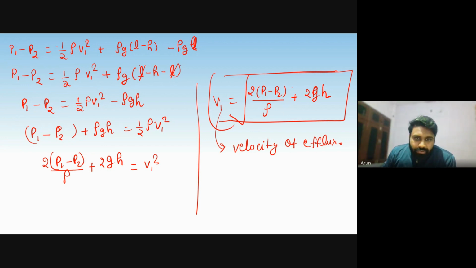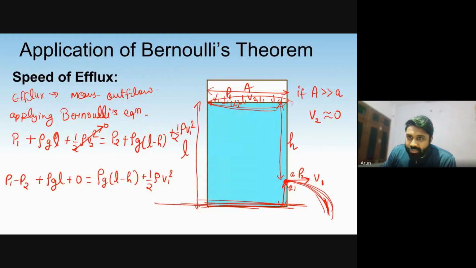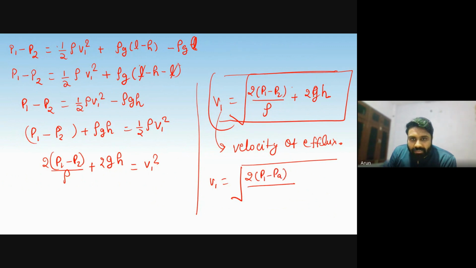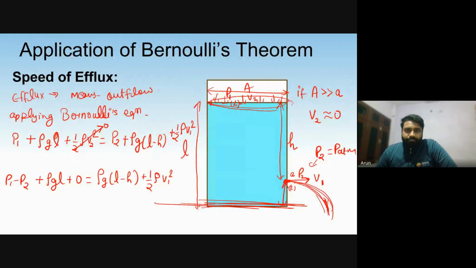Now, we know that we have assumed this outside of the container, and outside there is air. So pressure 2 is nothing but the atmospheric pressure. So we can replace it in this expression. So V1 will become square root of 2 times P1 minus P atmospheric divided by rho plus 2GH. Now, in this case, the container is closed.